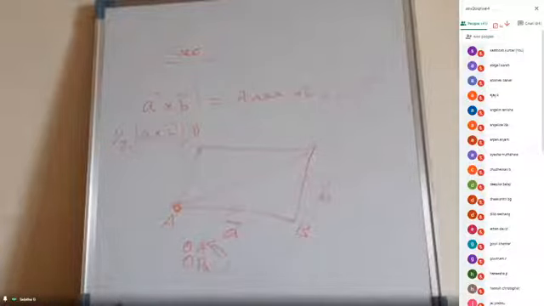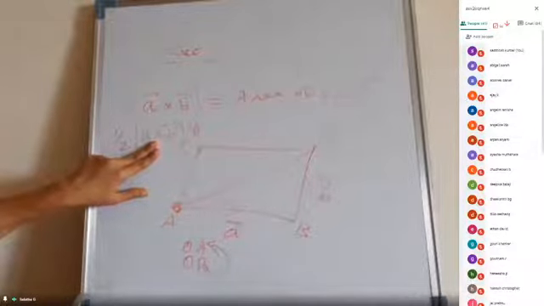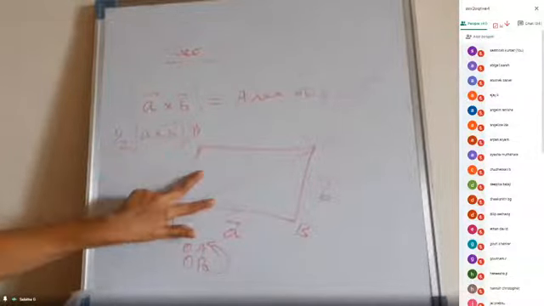What is A cross B? A cross B is the area of a parallelogram when A vector and B vector are adjacent sides. How will you find the area of a triangle? Half modulus A cross B. Parallelogram divided by 2, you will get the area of a triangle.